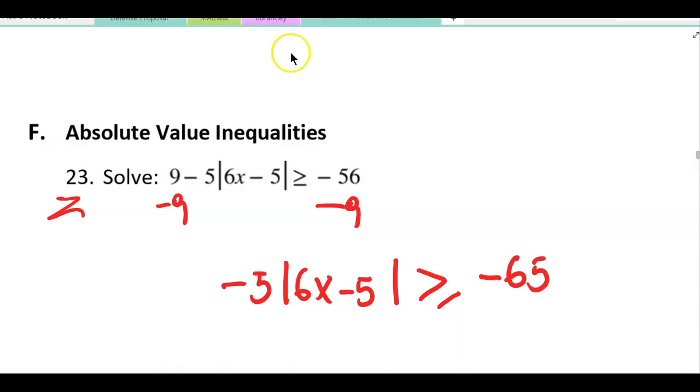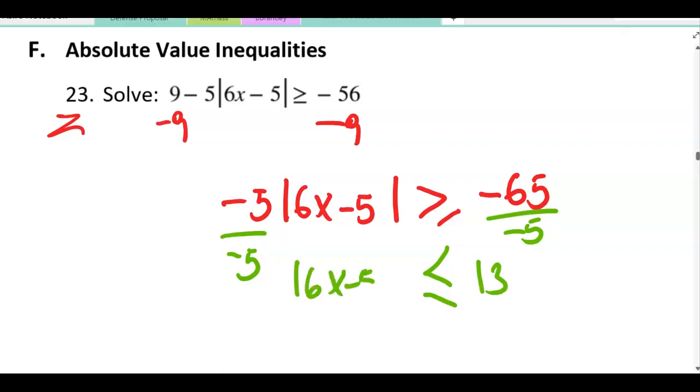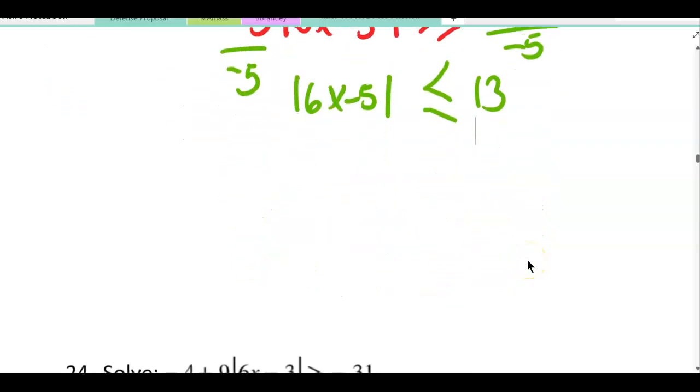All right, there are a couple of things that we need to pay attention to here. First of all, we're dividing by a negative number. As soon as I do that, I need to switch the sign. Multiplying or dividing by a negative number does that. 65 divided by 5, that's 13. So we end up here with this. This is an absolute value inequality, it's not an equation. And the way it opens up, I prefer to do it with this method. You can prefer something else, you're more than welcome to choose.